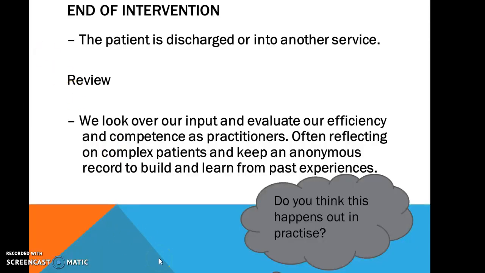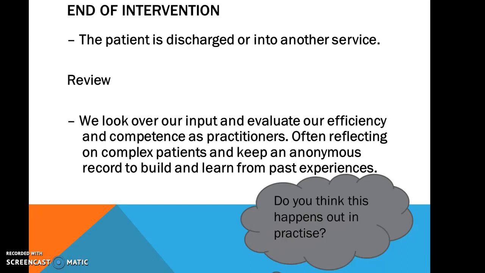So the end of the intervention, this is where the patient is discharged or moved on to another service. And then review, so you look over your input, evaluate your efficiency and competencies, and often reflect on more complex patients, and maybe keep an anonymous record to build up and learn from past experience.